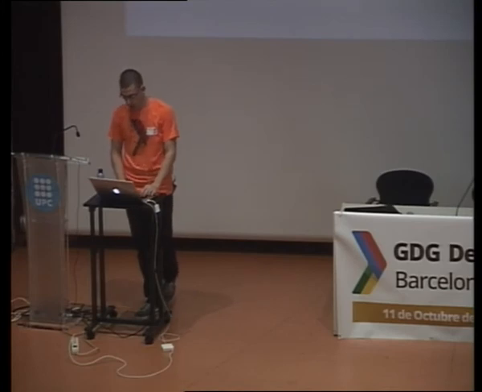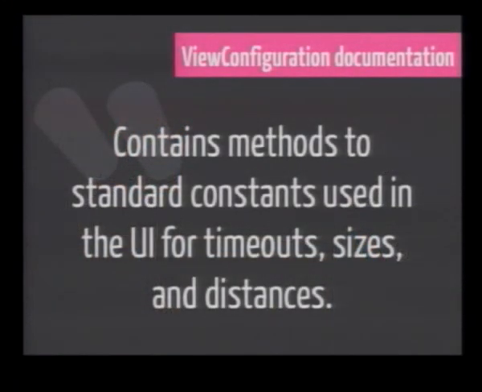So whenever you're creating a custom scrolling container, you can use edge effect so that your view looks like the rest of the built-in Android views. Some other constants are actually also bundled in the ViewConfiguration class. This is the documentation in the Android SDK. It contains methods to get standard constants used in the UI for timeouts, sizes, and distances.